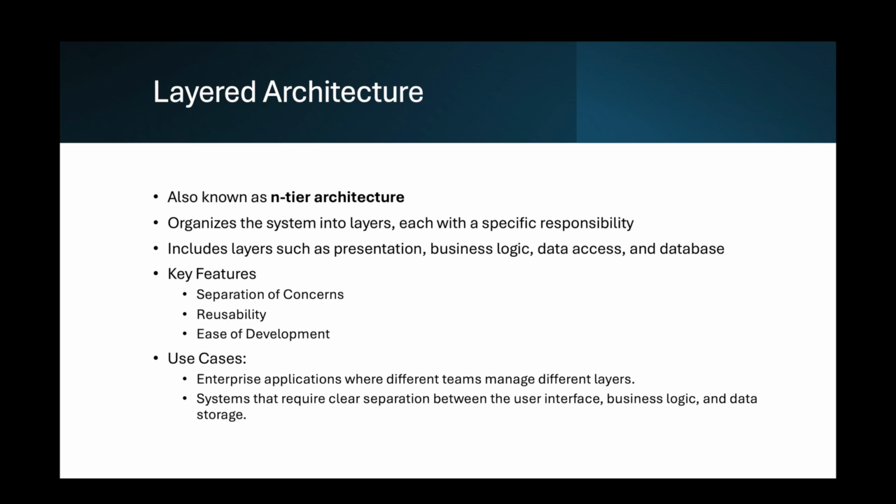Layered architecture, also known as n-tier architecture, is one of the most common patterns used in enterprise applications. It organizes the system into layers, each with a specific responsibility, and typically includes layers such as presentation, business logic, data access, and database. Some of the key features include first, separation of concerns.